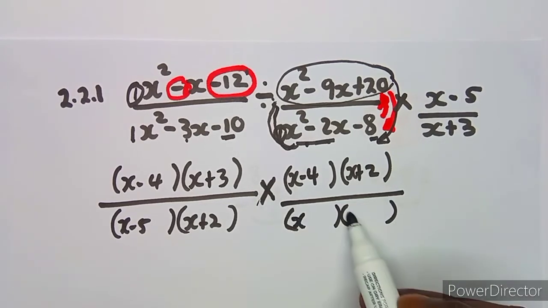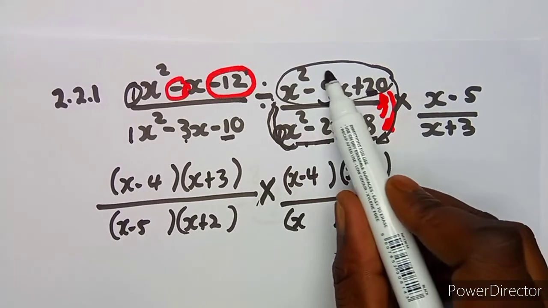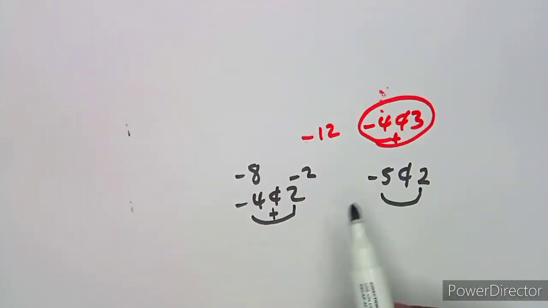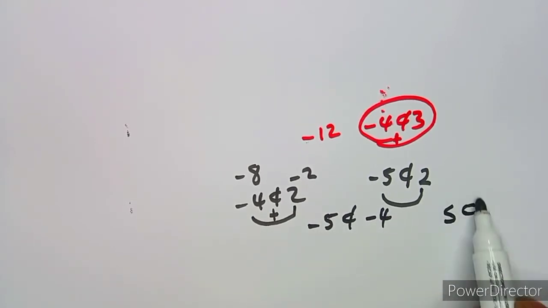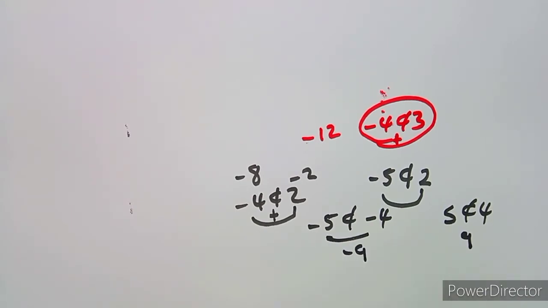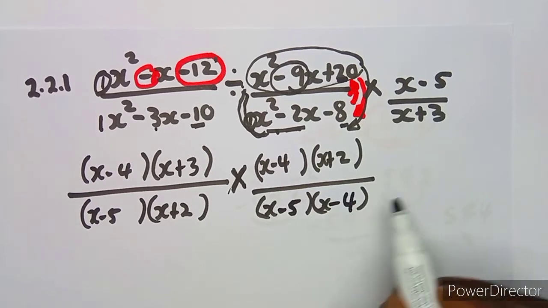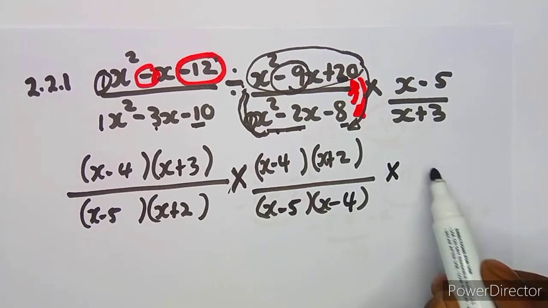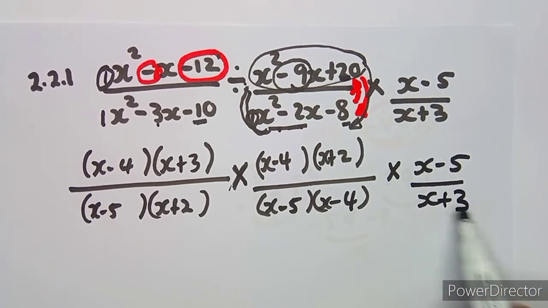So you've got x and x. So what are the factors of 20 that will give us negative 9? So factors of 20, that's minus 5 and minus 4. Remember, 5 and 4 gives us 9, but this one gives us minus 9. So it's minus 5 and minus 4, times this one is already simplified. You just write it as it is like that.